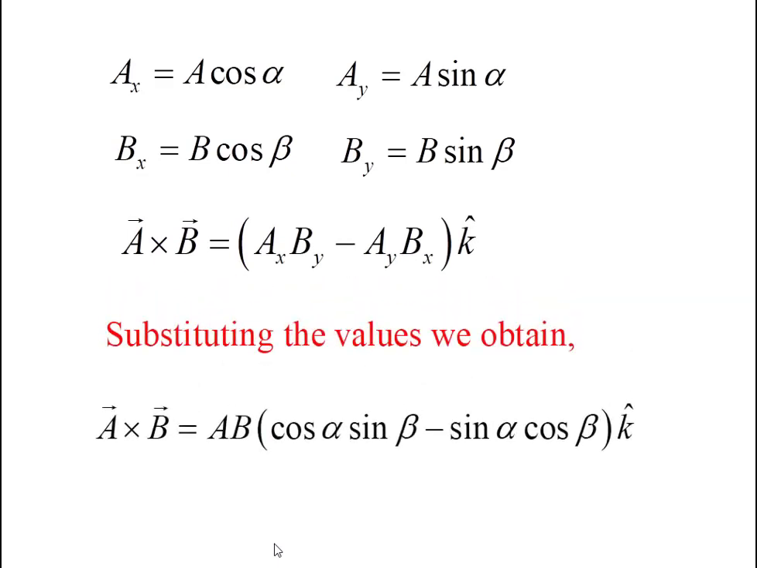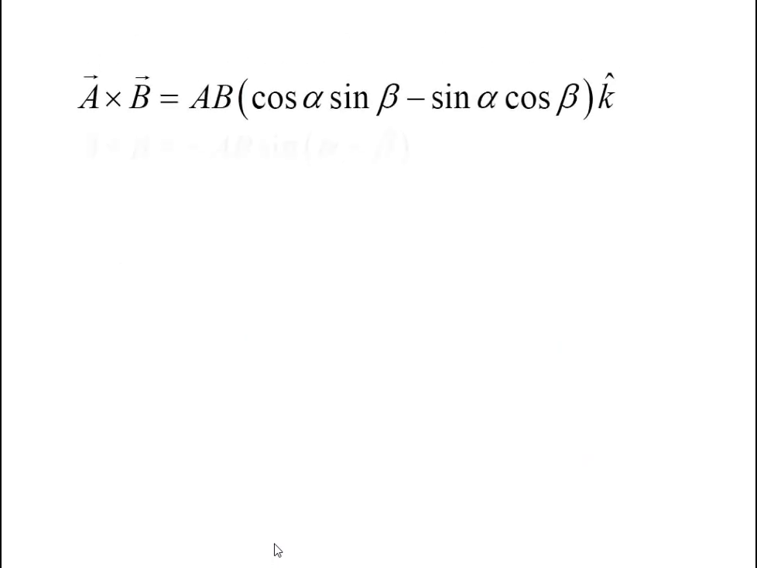a cross b is equal to ab into cosine of alpha times sine of beta minus sine of alpha cosine of beta in the k direction, in the direction of the k unit vector. This is what we have found.